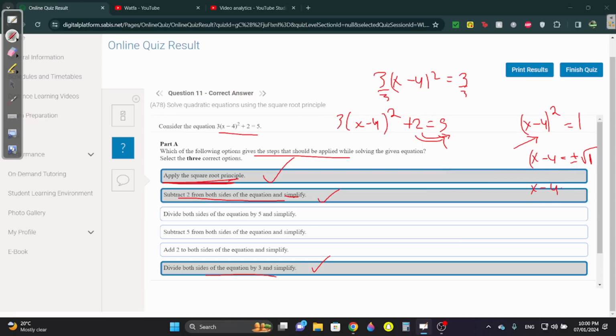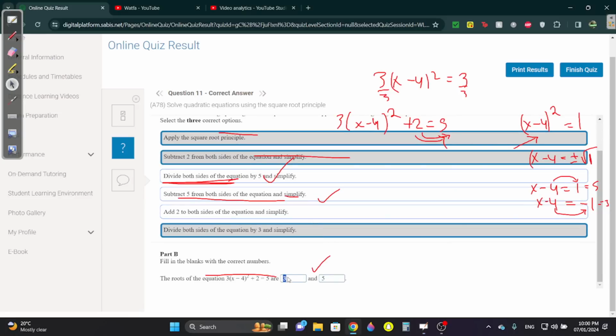x minus 4 equals 1 and x minus 4 equals negative 1. Take 4 to the other side, it becomes 5. Take 4 to the other side, it becomes 3. I think that's what they asked in part B. 3 and 5, those are your two solutions. 5 and 3.